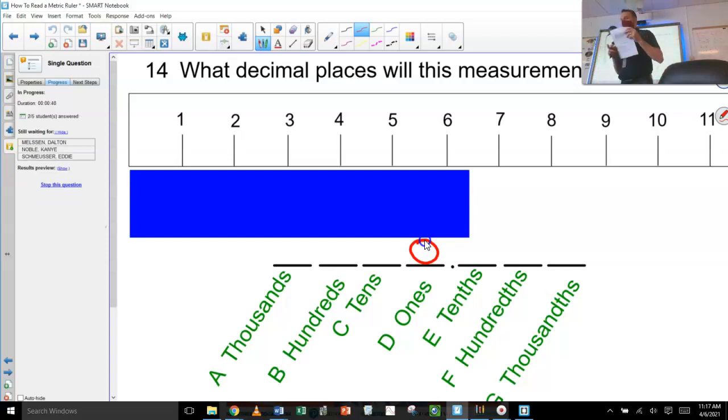Do you see how you wrote on your sheet, if there's not 10 tick marks, you go one decimal place? So this measurement is only going to have a ones and a tenths. I don't even care what numbers are there yet, but that's what's going to be there. Can you select both D and E? You can select more than one answer. So for this question, you would select D and E.